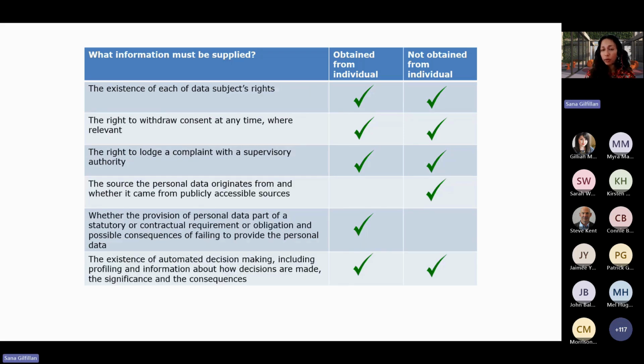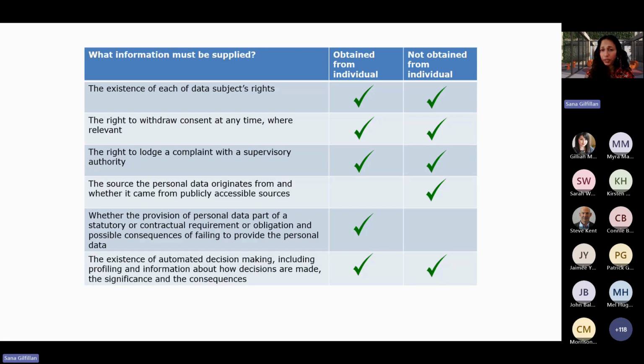In terms of when you should be providing the information, if you are collecting the data from the individual, then that notice should be provided at the time that the data was obtained. And if not, then shortly after you obtain the data. We would consider a reasonable period to be, for example, a month. And if the data is being used to communicate with the individual, then the notice should be provided when you first have that communication take place, and at all following communication as well, it should be re-provided. And if you're envisioning disclosure to another recipient, then the notice should be provided before you disclose the data.